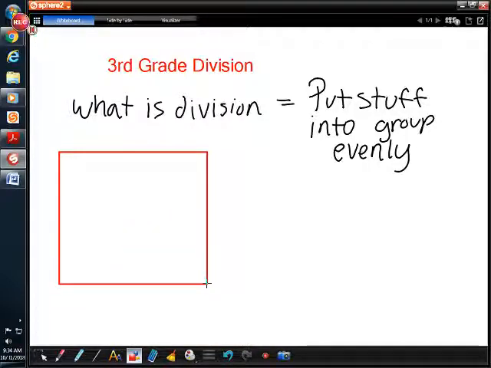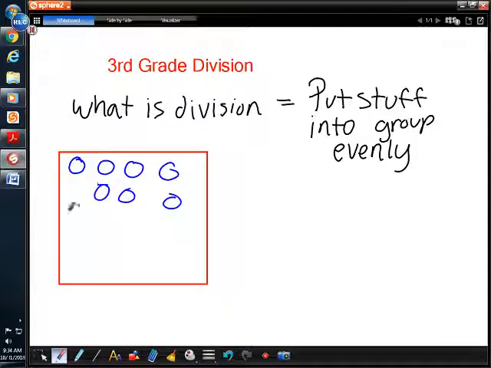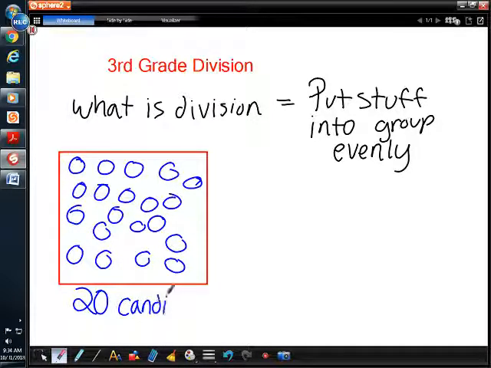So a good example of how to do that, I'm going to pretend that this is a container of candy. And let's say there's 1, 2, 3, 4, 5, 6, 7, 8, 9, 10, 11, 12, 13, 14, 15, 16, 17, 18, 19, 20. So there's 20 candies in here. Okay? So we have our total of candies already. See, in division, they've already given you a total of something. In multiplication, you do not have that total yet. So it's kind of the opposite. And division is the opposite of multiplication. So in division, they've already given you your total to work with, and you're going to have to put it into groups.